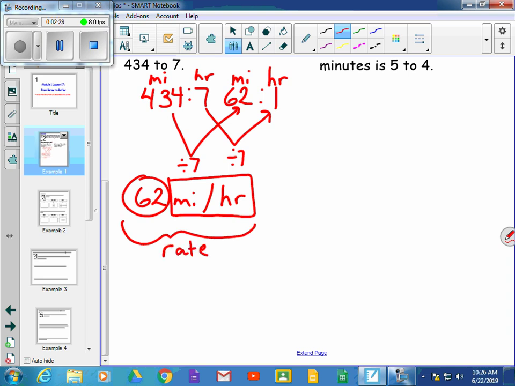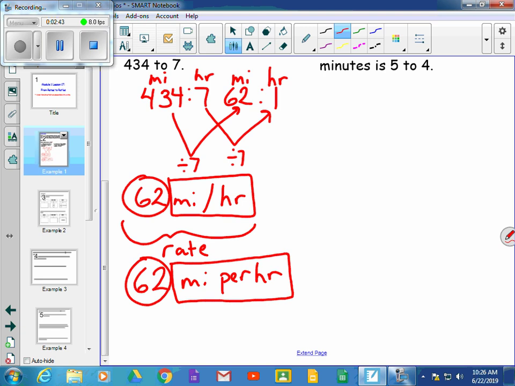Now, when we're talking miles per hour, there are other ways to write it as well. You could also go 62 miles and use the actual word per hour. 62 would be the unit rate. Miles per hour would be the rate unit. Or sometimes, if you look in cars, they abbreviate it MPH. Miles per hour. That's what that stands for. 62 would be the unit rate. Miles per hour would be the rate unit.